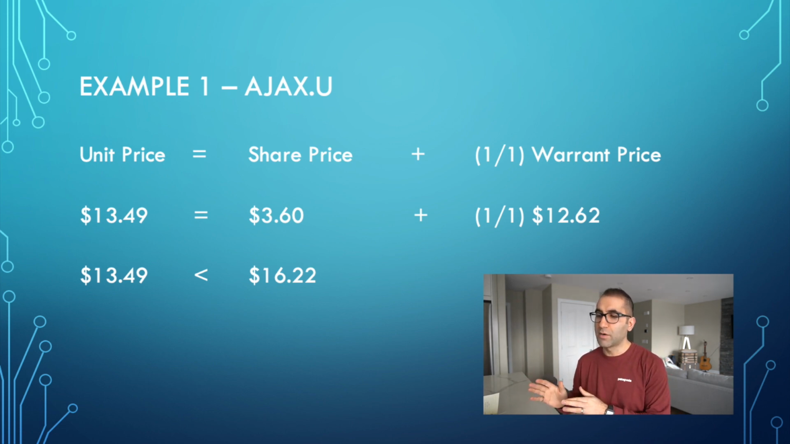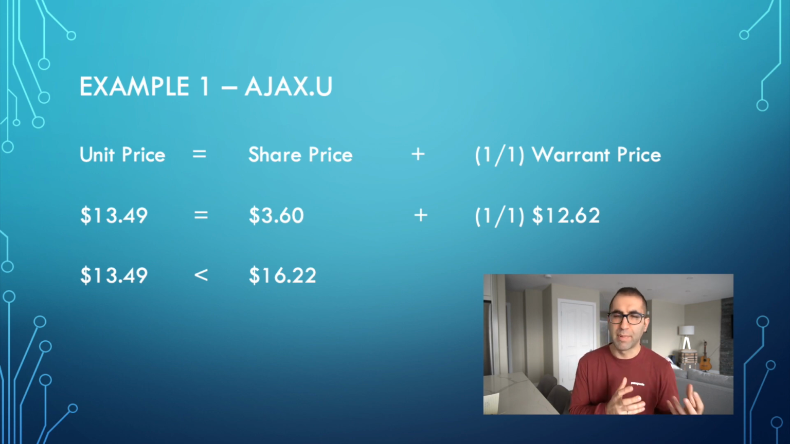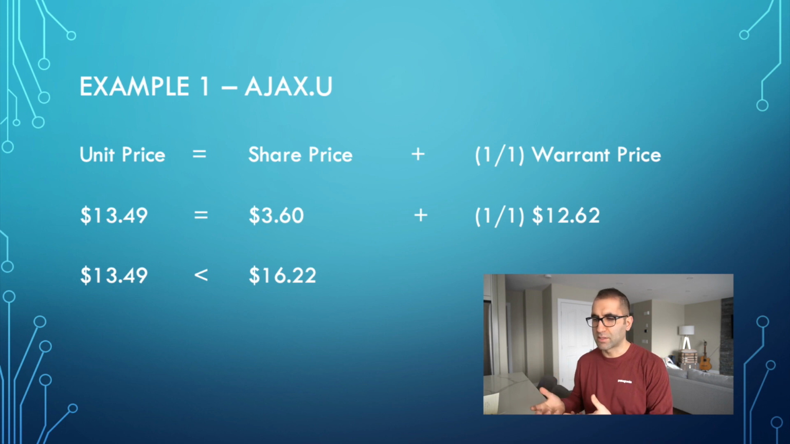It's got a 1-to-1 ratio of shares to warrants, and the warrant price is $12.62. So when you do a little bit of math there, you can see that the unit price is actually lower than buying these components separately. So this is an example where you might think about buying the units, and you might say, well, it's cheaper for me to get the units as a package and not buy these components separately.